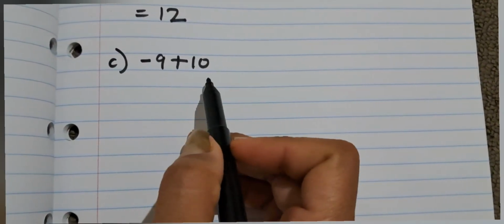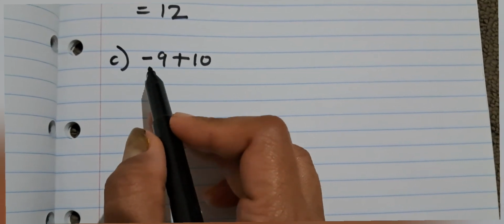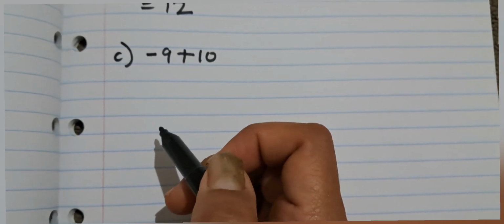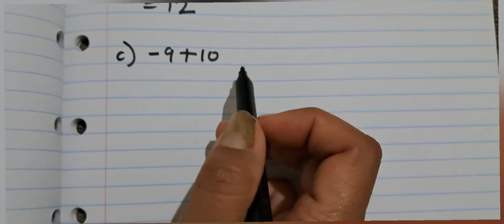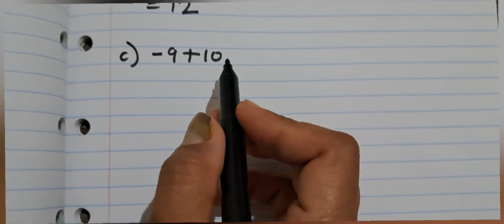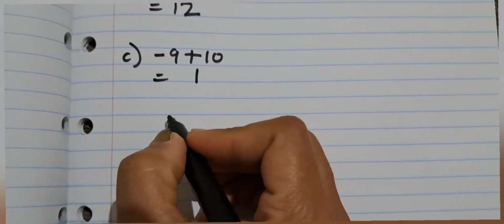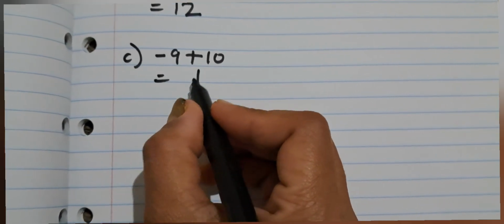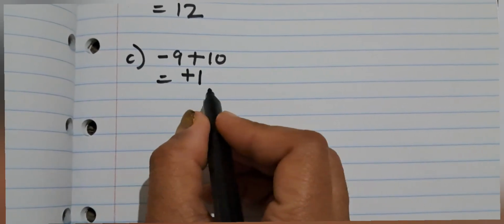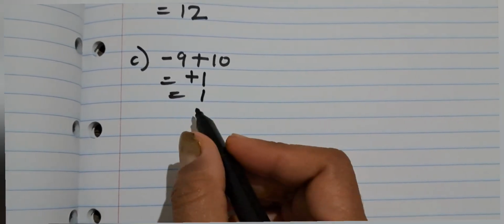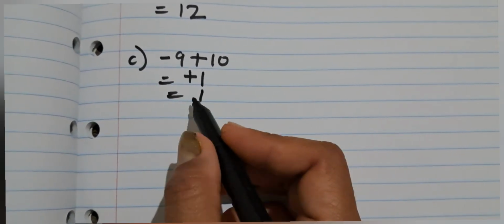Now the third one. Can you all see here? One is negative and one is positive. So what do we do? We have to subtract them and put the bigger number's sign. So which number is big here? The positive integer is big. So what is 10 minus 9? It is 1. And which sign do we put? We put the plus sign. It is plus 1. That means we can also just write 1. 1 means it is plus 1. So 1 is the answer.